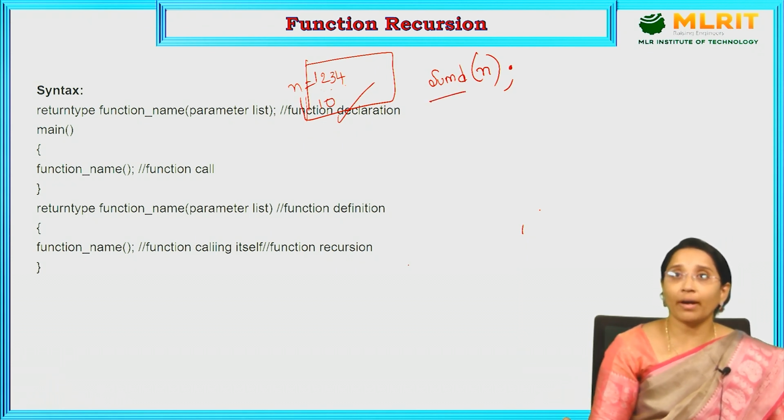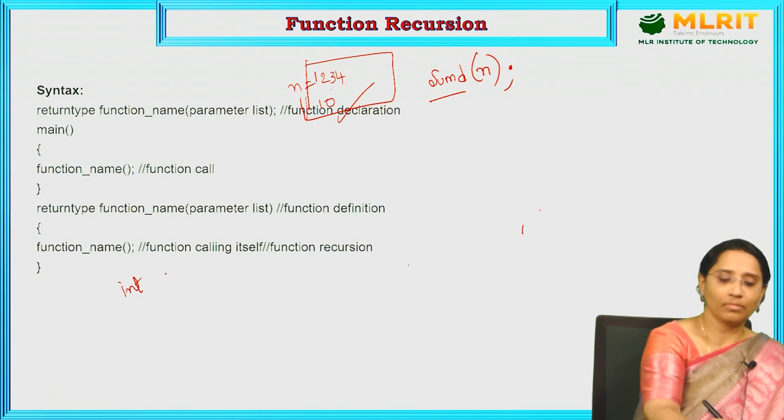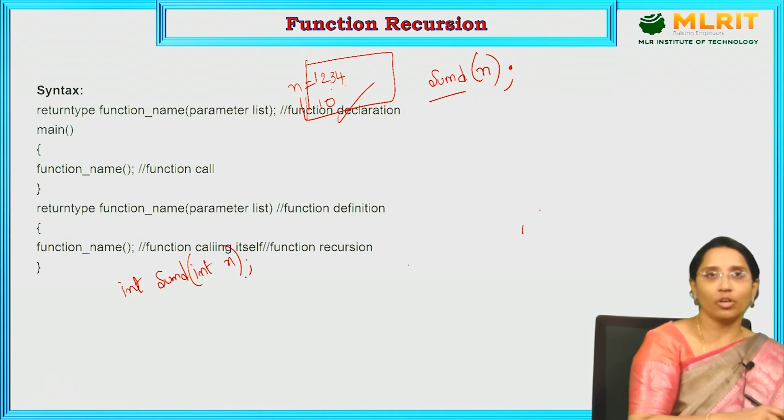See, first you need to identify how many inputs there are. In this program, there is only one input because we are giving 1, 2, 3, 4 as the input, and it should display the sum of the individual digits. So only one input. So what is the function call? Whatever you pass in the function call is only the list of input parameters. And in the function declaration, how will you write? int sumd of int n. So this is your function declaration. This is your function call.